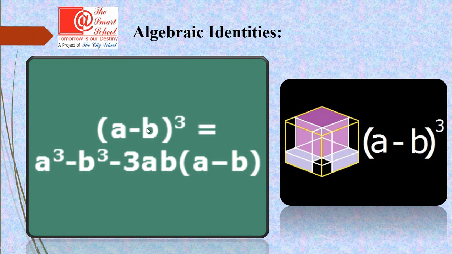Now the second identity, again it is written. I have written it many times so you can easily learn all of these identities. It is very important to learn these by heart. So (a - b) whole cube equals a cube minus b cube minus 3ab(a - b).